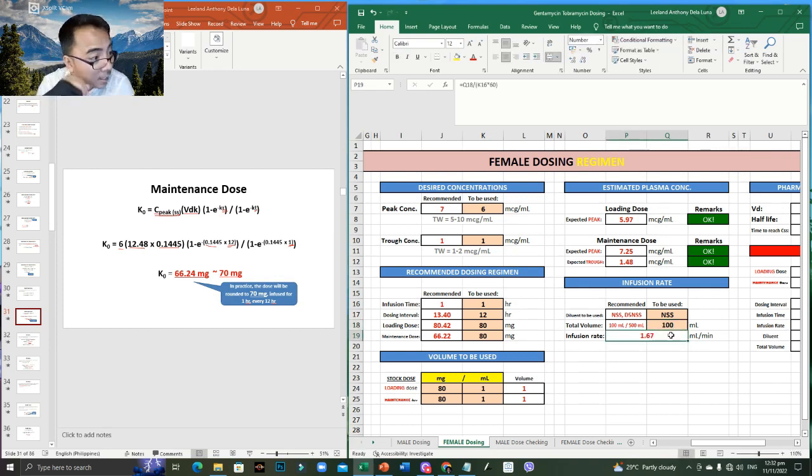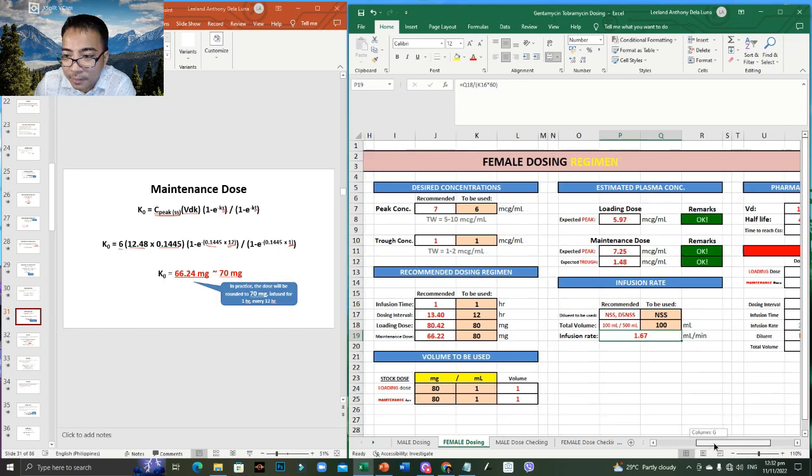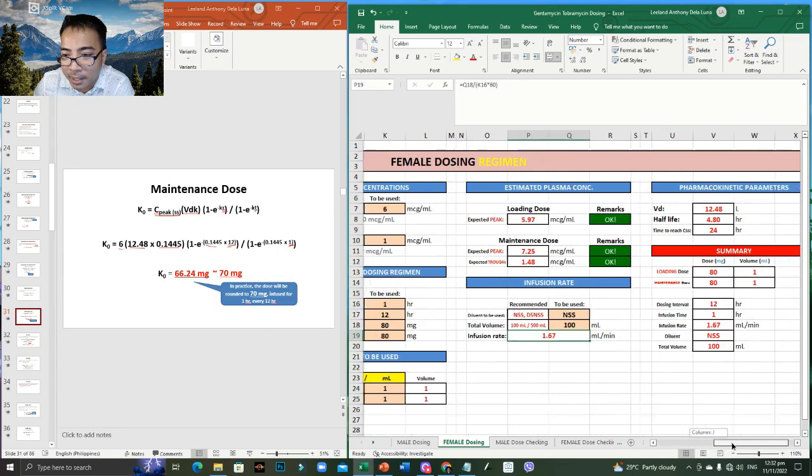Infusion rate na ilalagay nyo dun would be 1.67 ml per minute. Okay? Kung meron siyang infusion pump. Kung wala, mano-manohin na lang ito ng nurse. 1.67 or 2 ml per minute. Pwede rin naman. Pero 1.67 na parang di masakit.